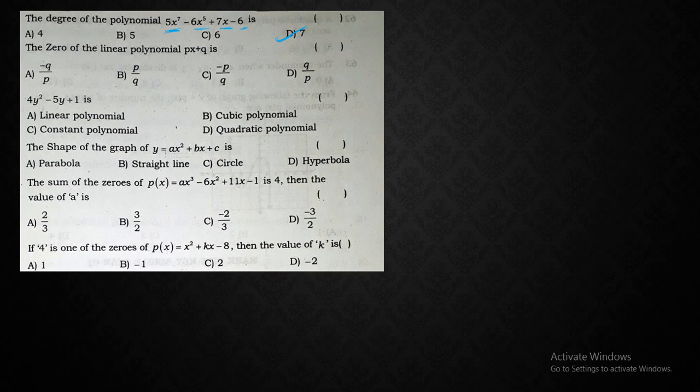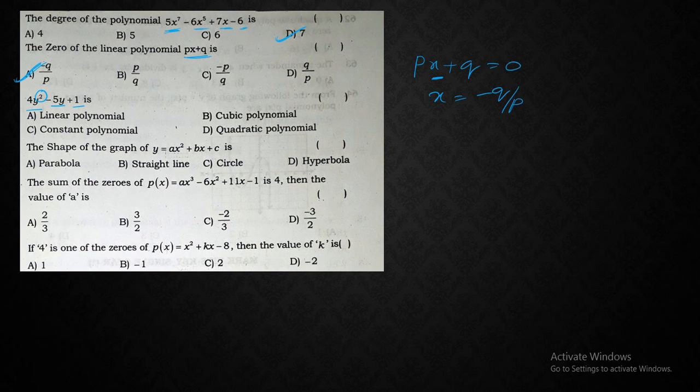Next, the zero of the linear polynomial px plus q. If you want the zero of the polynomial, simply make it equal to 0 and find the unknown variable. So x is equal to minus q by p. So where is minus q by p? Option A, right?